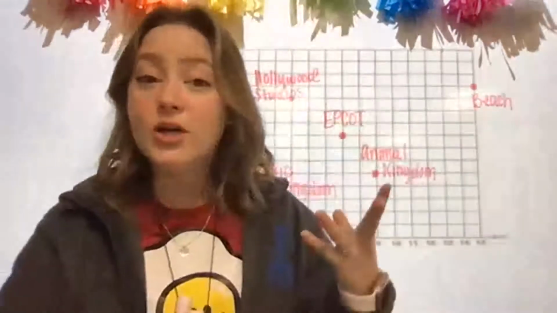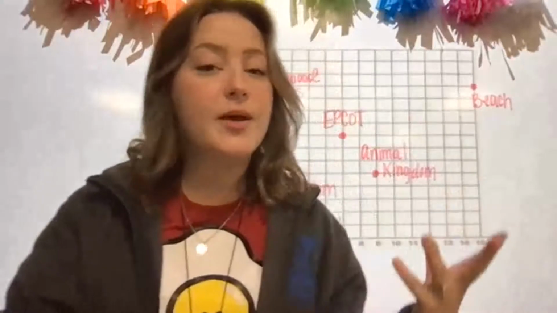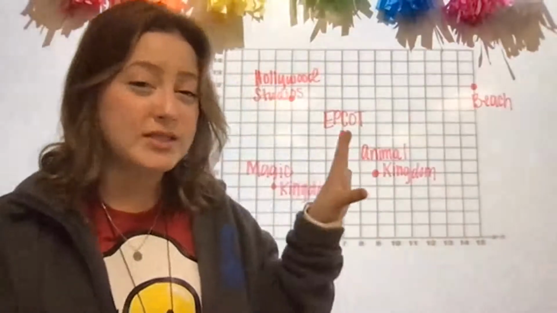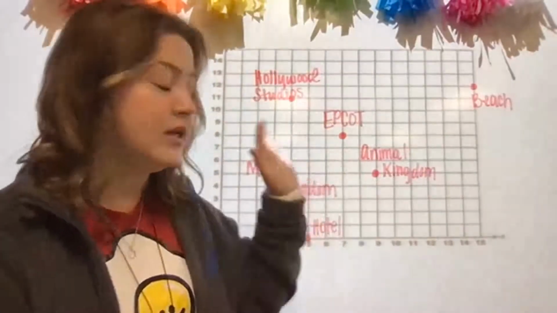So we have been learning the different things about a coordinate plane. We've been learning about the origin. We've been learning about the X and Y axis. We've learned a little bit about the quadrants. We mostly focus in quadrant 1 where all of the numbers are positive.